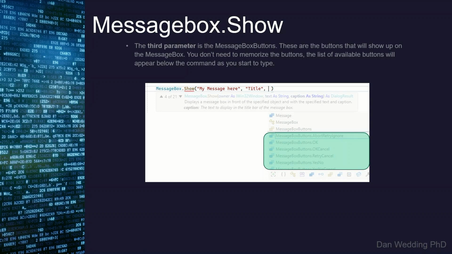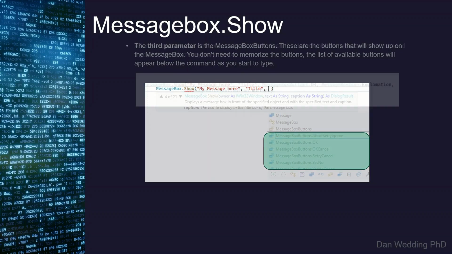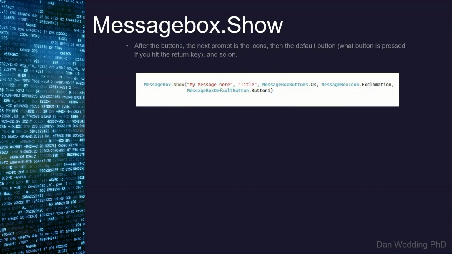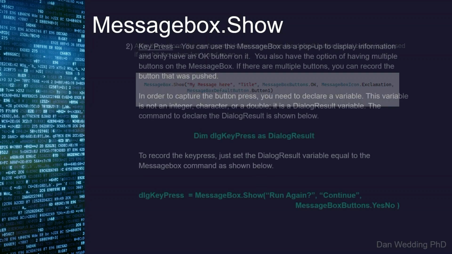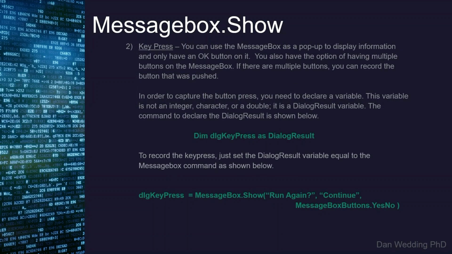The third parameter is the message box buttons. These are the buttons that will show up on the message box. You don't need to memorize the buttons. The list of available buttons will appear below the command as you start to type. After the buttons, the next prompt is the icons, then the default buttons, and so on. You can use the message box as a pop-up to display information and only have an OK button on it. You can also have the option of multiple buttons on the message box.